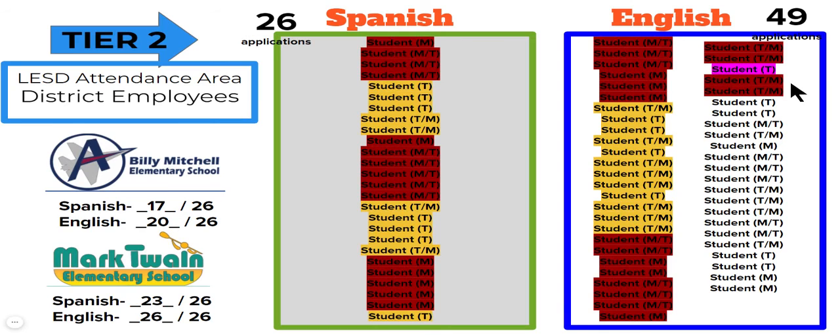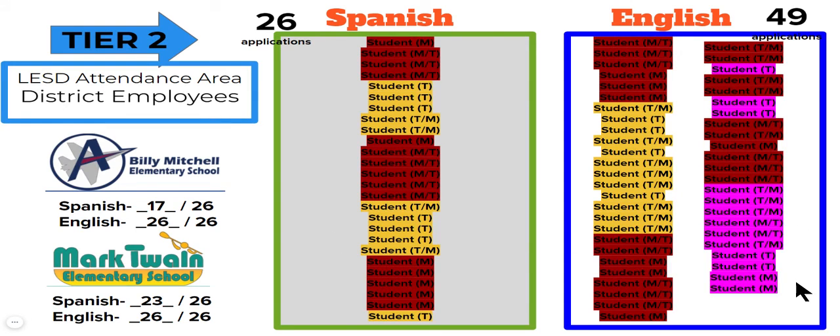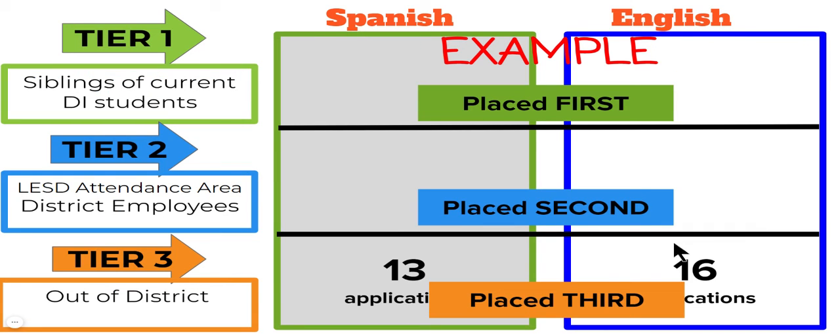These students will be placed in their second preference at Mitchell, and these students on the wait list. These students can be placed at Mitchell, and we now see that the English language category positions at Mitchell are now filled. The remaining English category students will be placed on the wait list. Now that all Tier 2 students have been placed, we will place our Tier 3 out of the district students.